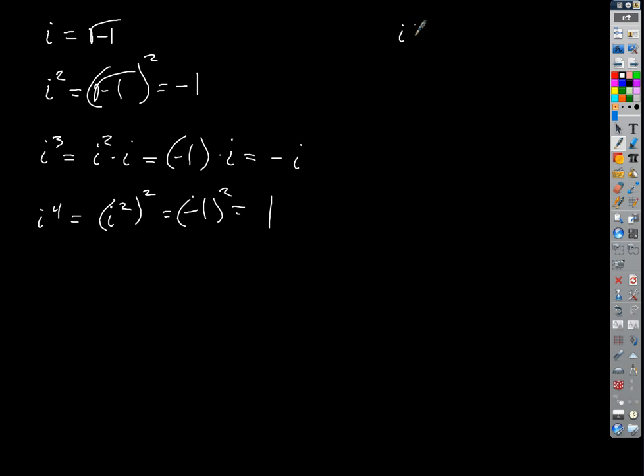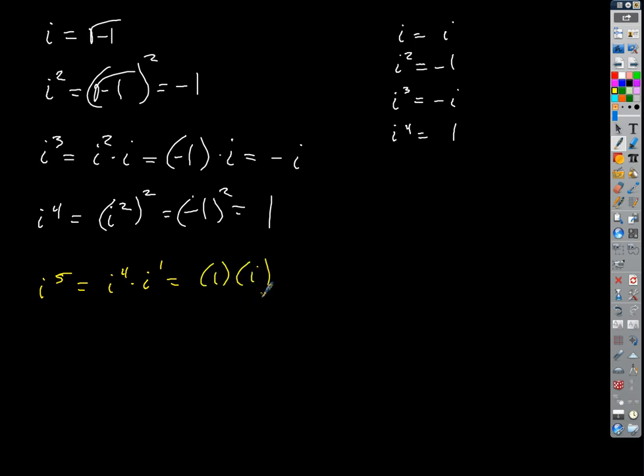So we get i to the 1 equals i, i squared equals negative 1, i cubed equals negative i, i to the 4th equals 1. So what is i to the 5th? We could make that any convenient product of powers of i. What if we did i to the 4th times i to the 1? i to the 4th is 1, times i to the 1 is i. So i to the 5th is i.